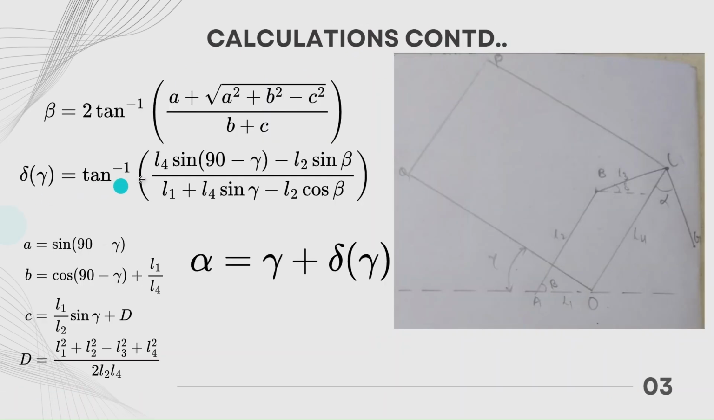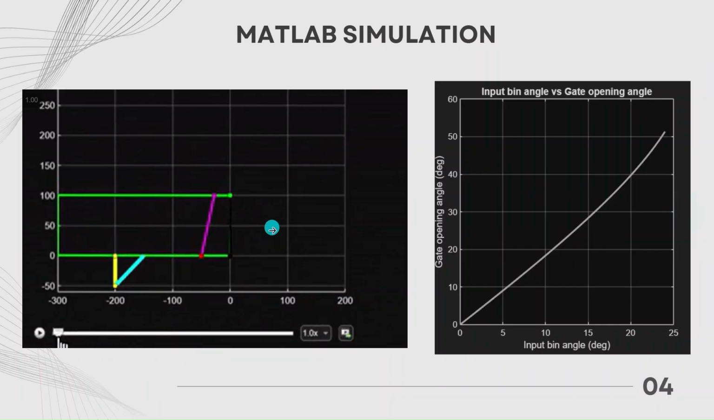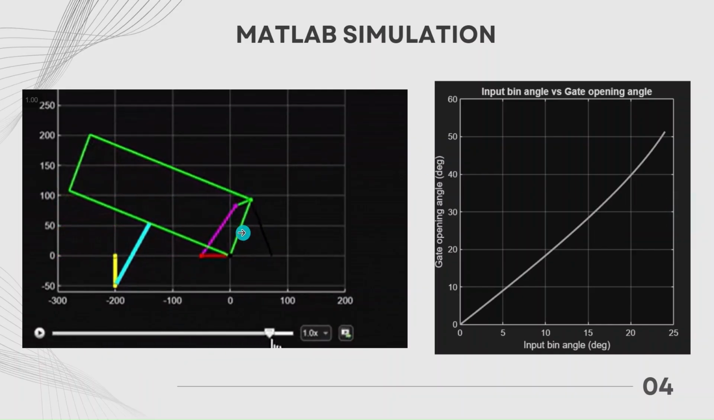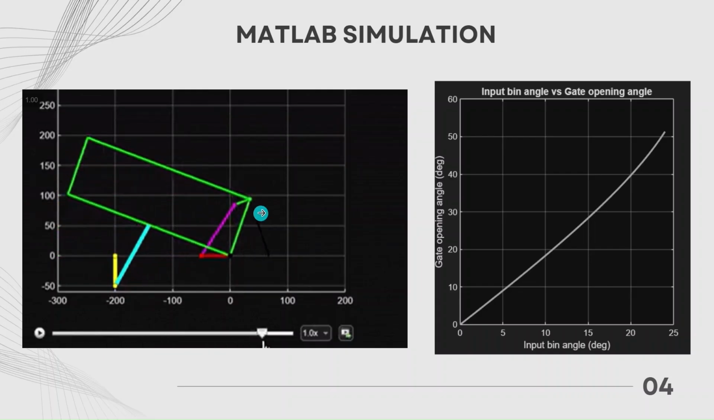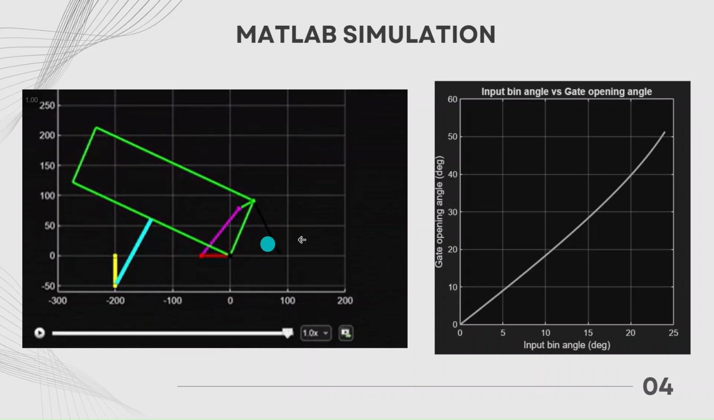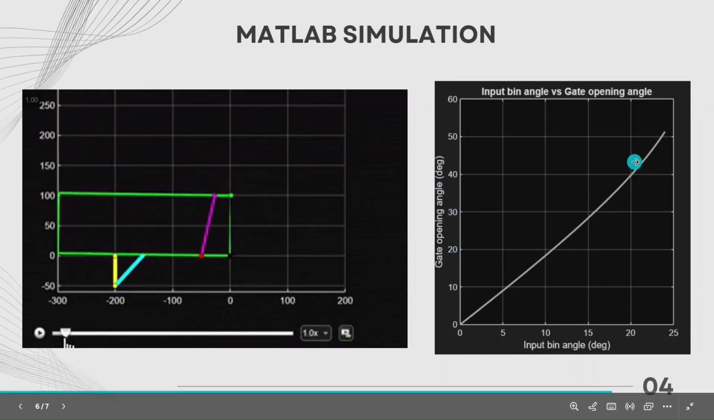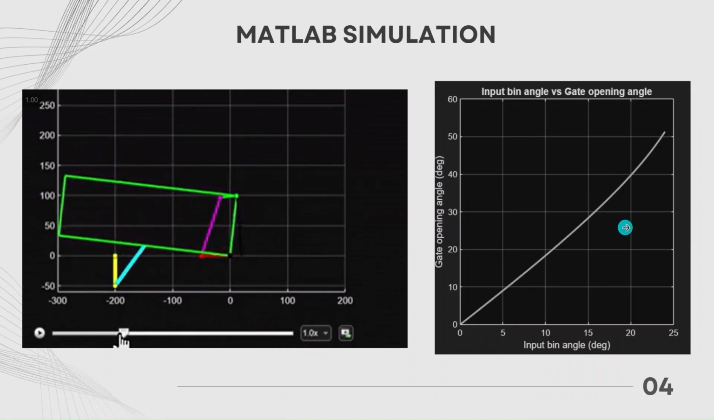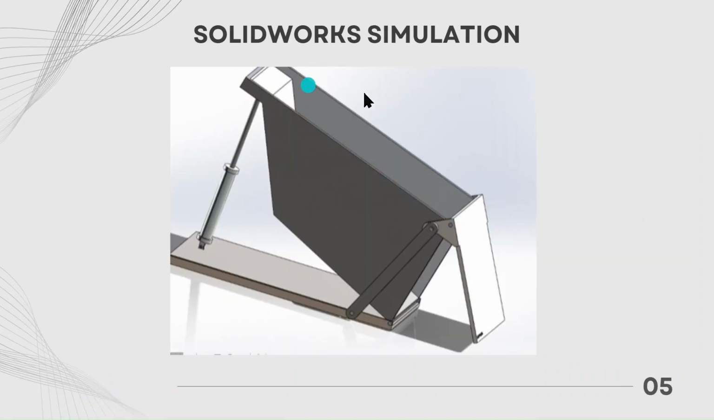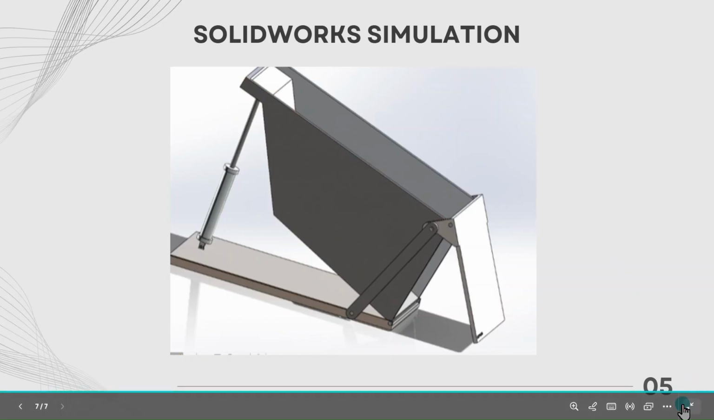Next, if we use these relationships in MATLAB and do the simulation, we get this curve where this is the bin, this is the gate. We can see as the bin moves up, the gate opens up, and the relationship between the input angle and the output angle is kind of linear. This will be shown in detail afterwards by Jay. And finally, we do the SolidWorks simulation. This will be shown by Pratham later.